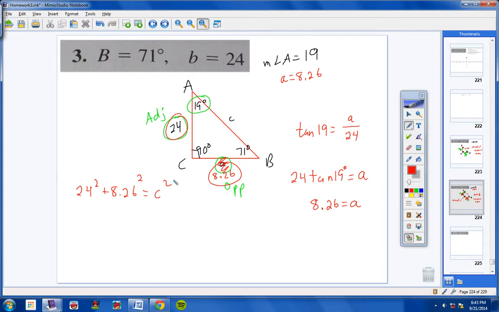Okay, so here we go. I'm going to type into my calculator 24 squared plus 8.26 squared, enter, and I'm getting this right here, 644.2276 equals c squared. Hopefully I'm not making a mistake anywhere. Take the square root of both sides, and you get 25.381, so 25.38 equals c. So there's c. And students, we have completely solved the right triangle.